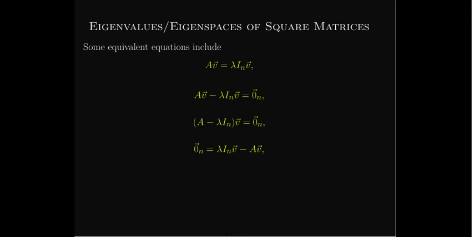And of course, we could rewrite this with the zero vector on the left-hand side, and then factor out the vector V again. And all we've done is taken this matrix inside the parentheses and multiplied it through by negative one. So we could also look at it as lambda I minus A.